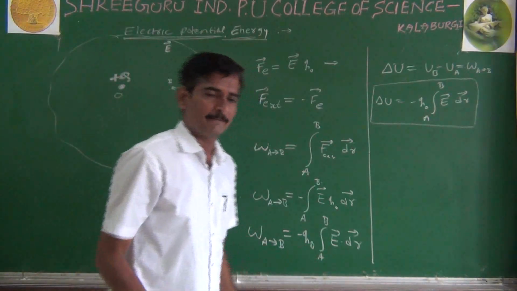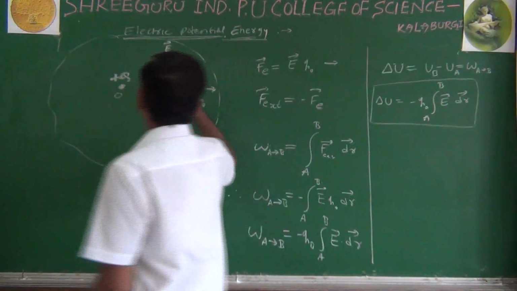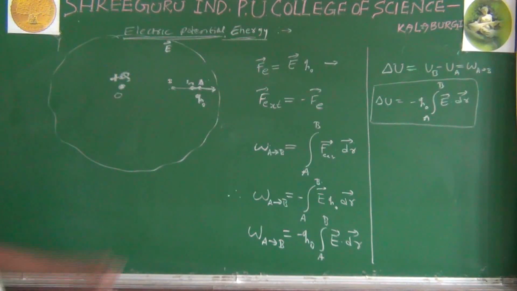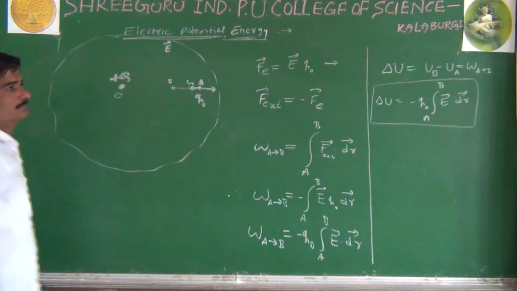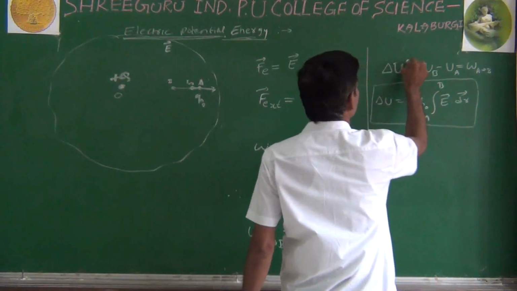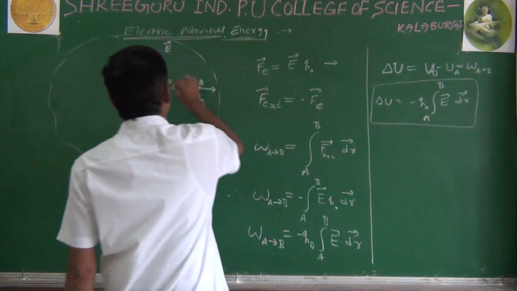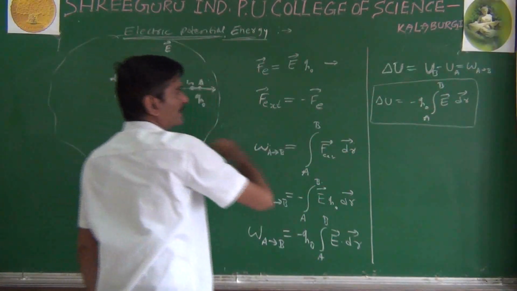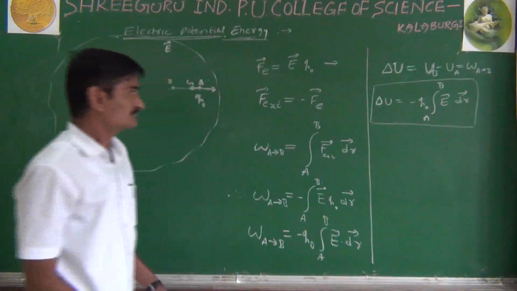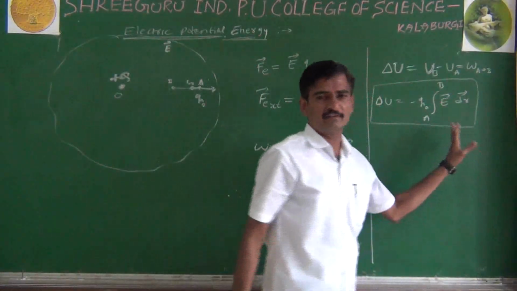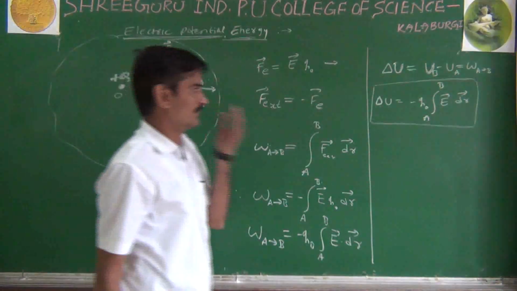And this work done in moving the test charge from A to B is stored as the electric potential energy difference in the test charge. Understood? So the electric potential energy difference, delta U, is equal to UB minus UA. UB is the potential energy at the point B, UA is the potential energy at the point A, and this is equal to the work done. Therefore, delta U is equal to minus Q naught integration of vector E dot dr from A to B. This is how we got the concept of electric potential energy difference.